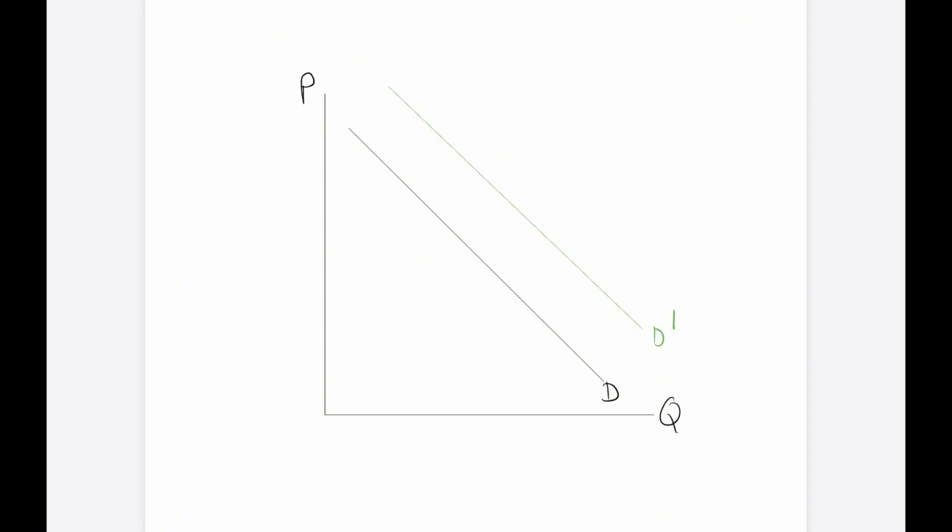Now, if there was a decrease in demand, then the demand curve will shift inwards to the left, from D to D1. So if there is an increase in demand, the demand curve will shift to the right-hand side, an outward shift, but a decrease in demand will cause an inward shift to the left-hand side. Now, let's just clarify here that a change in price of the product causes a movement along the demand curve, and not a shift of the demand curve.